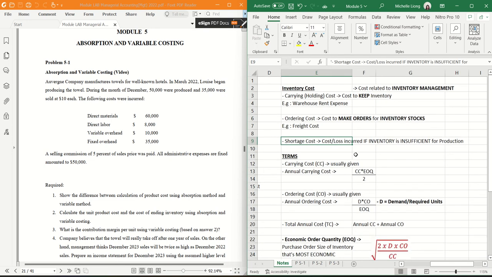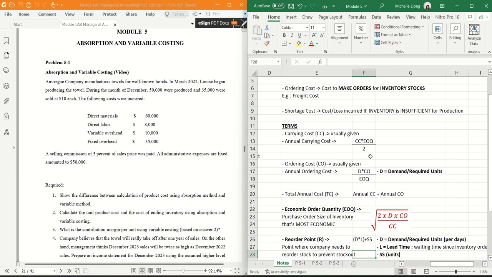Shortage cost is the cost that is incurred if the inventory is insufficient for production. Let's say you need to produce 1,000 water bottles and you don't have enough, and that is what we call shortage cost. Okay, and in this inventory management module, you will have some terms that you need to know in order to do the problems later on, and to deepen your knowledge basically.